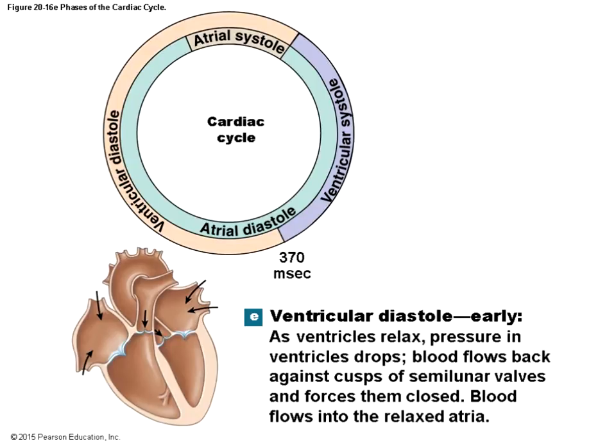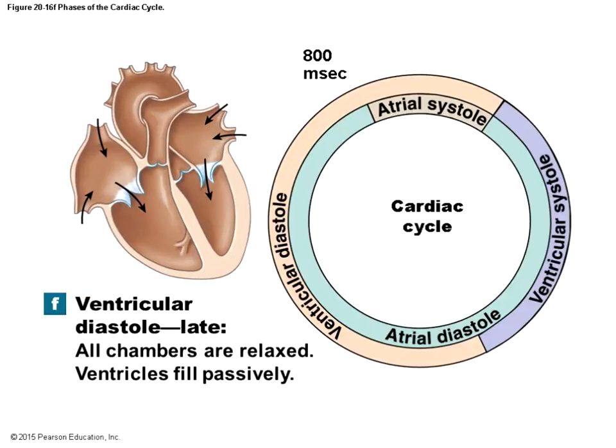After the end of ventricular systole, of course, now comes ventricular diastole, which is relaxation. And as the ventricles relax, the pressure in the ventricles starts to drop. Blood flows back against the cusps. These valves close, and blood continues, as we talked about before, to flow into the relaxed atria.